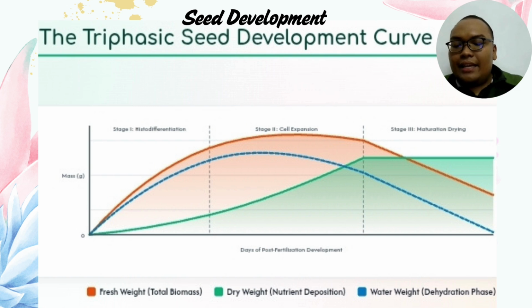As we can see in this graph, the red line is the fresh weight, the green is the dry weight, and the blue is the water weight. We can see it has three stages. Stage one is histodifferentiation, where all these lines will be increasing. At stage two, cell expansion happens. Stage three is maturation drying. The seed will dry out and become dormant.